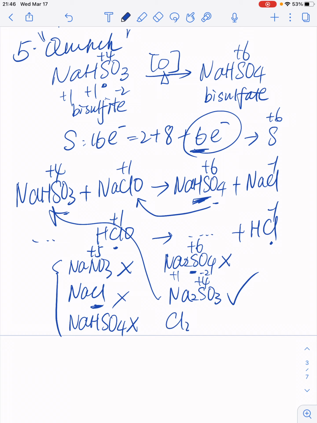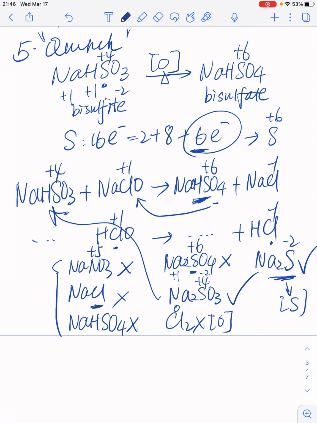How about chlorine? Nope, chlorine cannot. It's a pretty good oxidizer, as a matter of fact. How about sodium sulfide? Sulfur is at -2. Yes, it can be oxidized again, which makes it a suitable reagent acting as a quenching reagent. Okay, it's going to be oxidized to sulfur.